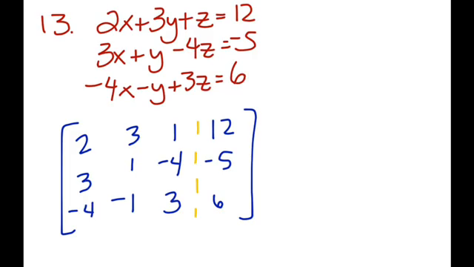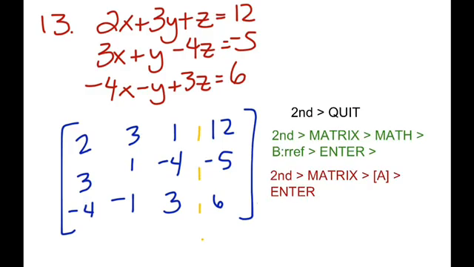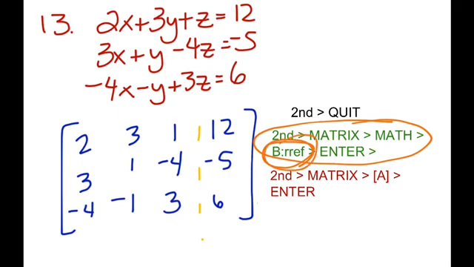So enter that into your calculator. Don't forget to quit when you're done entering your matrix. And then you're going to ask your calculator to put it in reduced row echelon form. So here are the steps again. You quit, and then you're going to go through second matrix. You find the reduced row echelon form. Remember, you have to scroll all the way down for that. And then you have to tell it what matrix you want to find reduced row echelon form for.